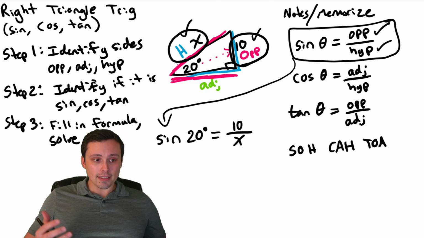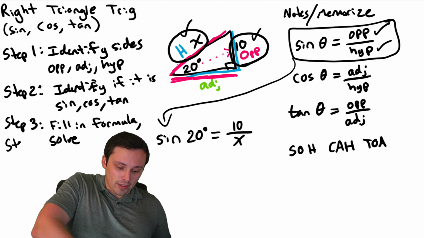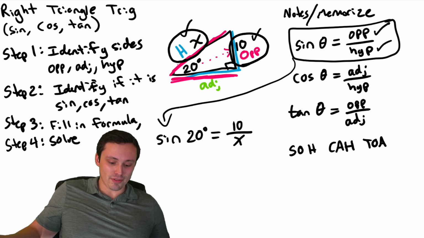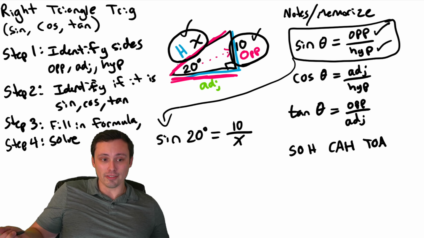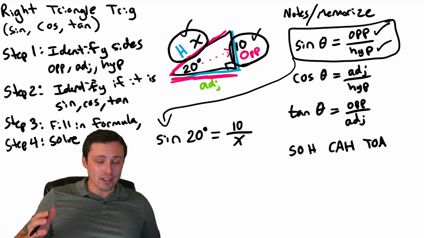Now, the last step, which I guess this could be step 4 kind of, right? So step 3 is fill in the formula. Step 4 is actually solve it. So now, how do you actually solve this thing?